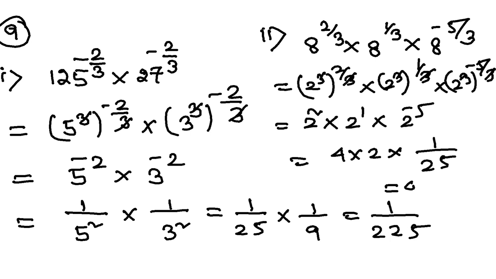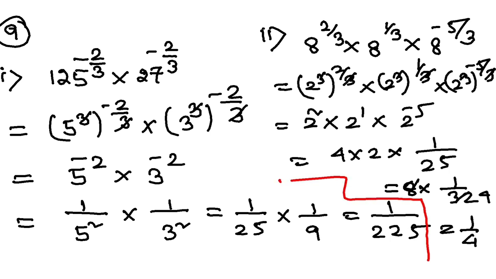Finally 4 into 2 is 8. 8 into 1 by 32. This will give you 4. So 1 by 4, right? So here is a boundary. Alright. So 1 by 4 is the answer of the second question.